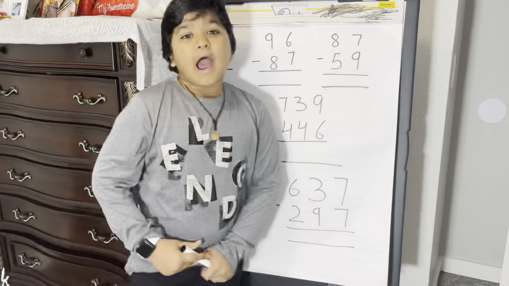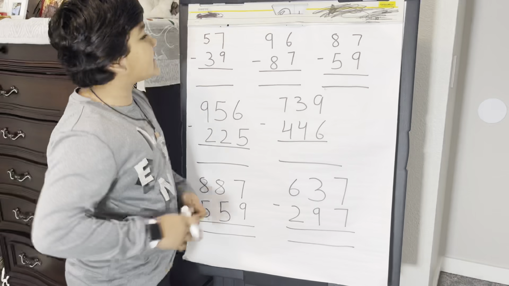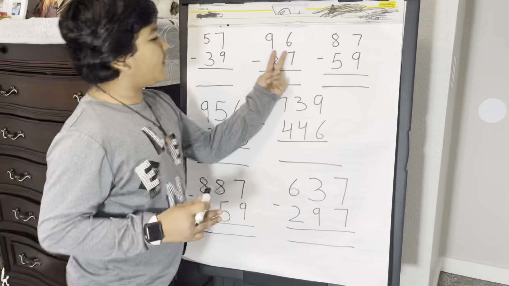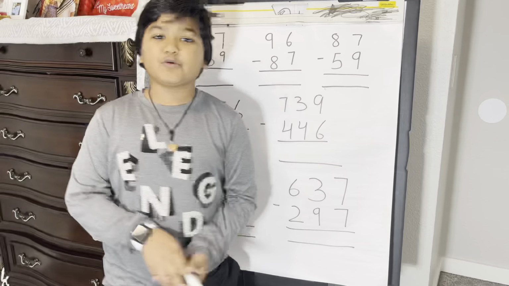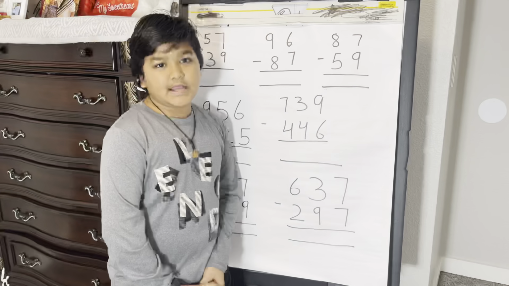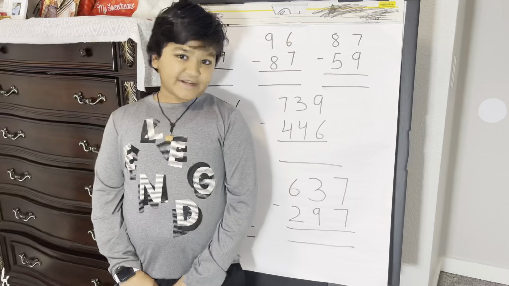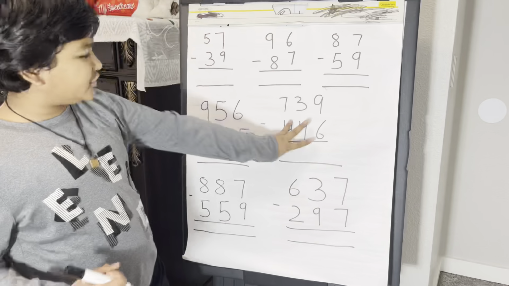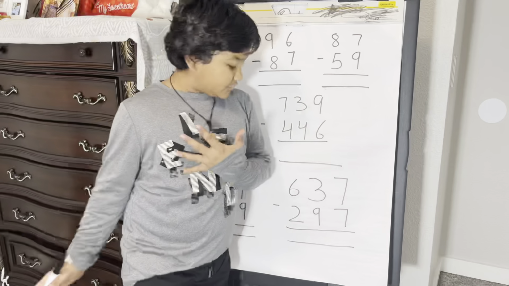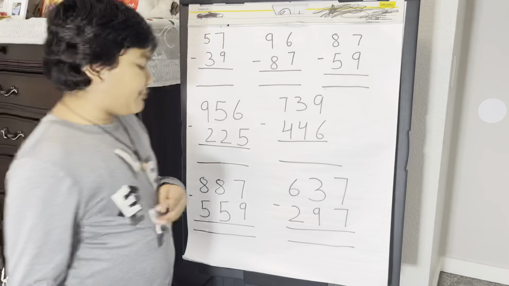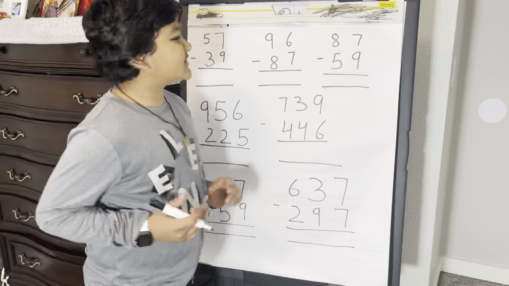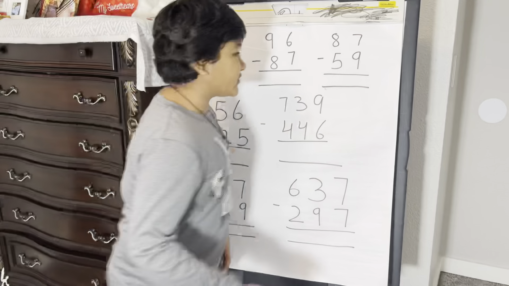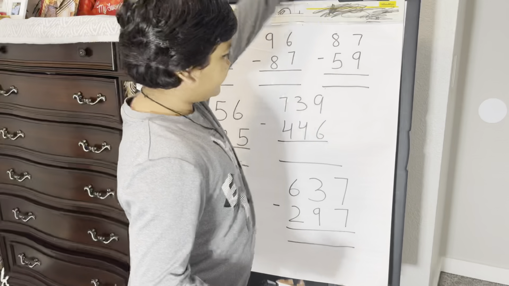So today, I'm going to be showing you guys the subtractions of 2. But this time we are going to be doing borrowing, because in part 1 we didn't do borrowing, and now we are going to be borrowing, and we're also going to do the 3-digit numbers where you also borrow. So first, let's start with the 2-digit numbers. Okay. First one.